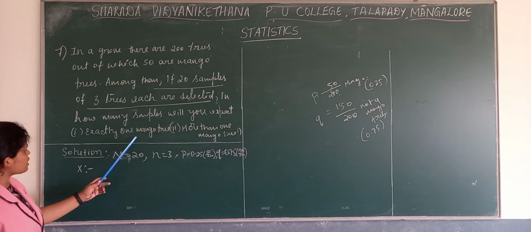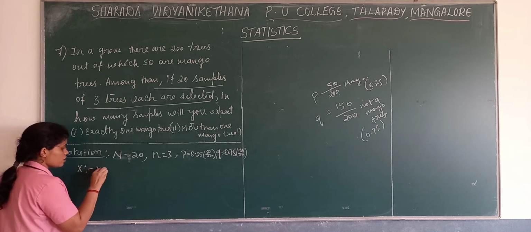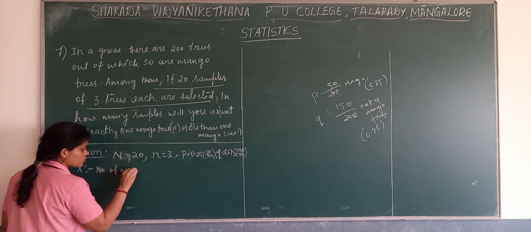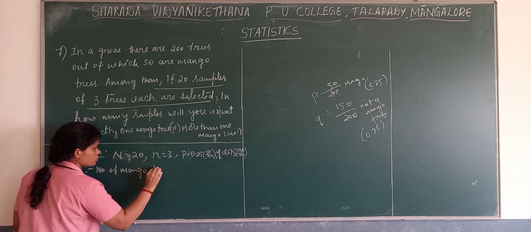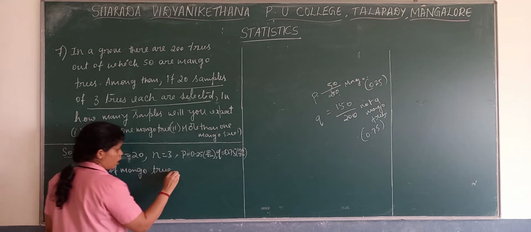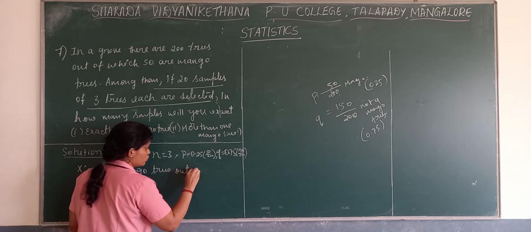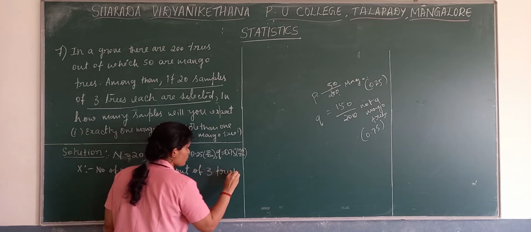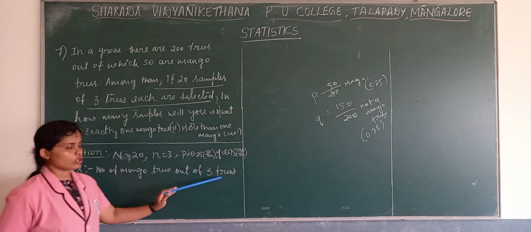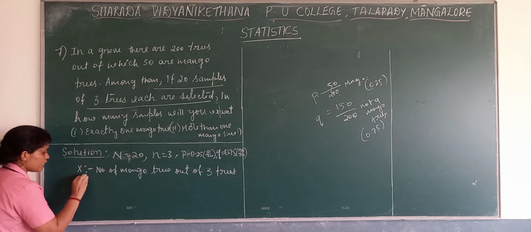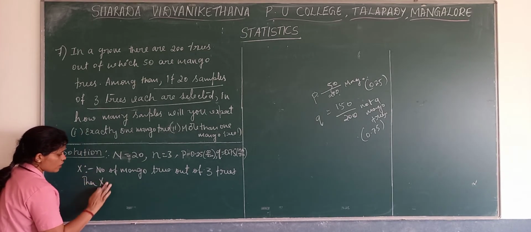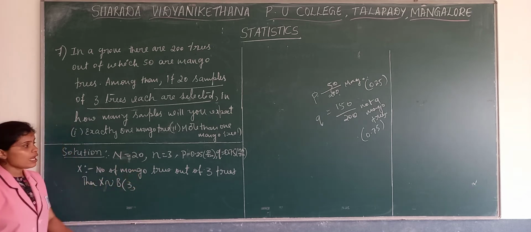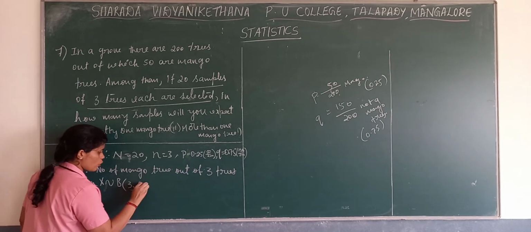Next, we need to write X. What is X here? The number of mango trees out of 3 trees. Then X follows binomial distribution with n is 3 and P value 0.25.